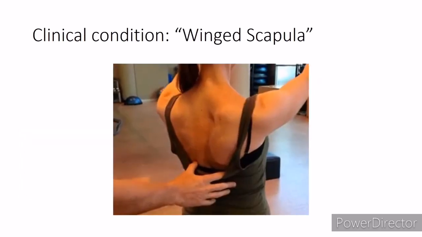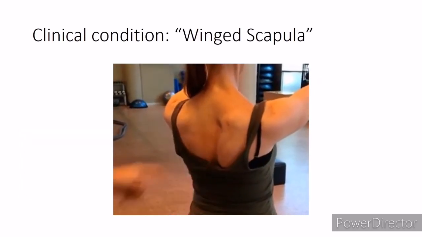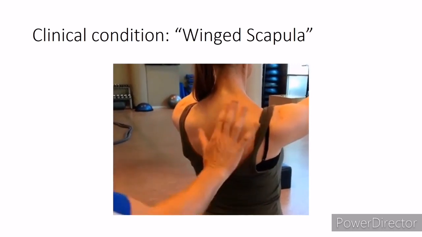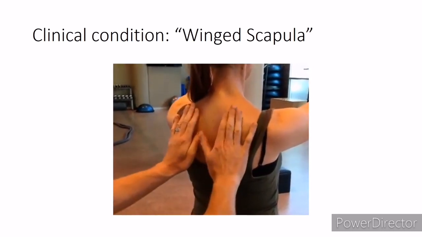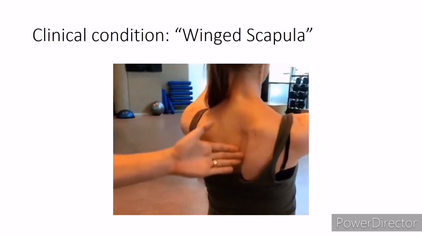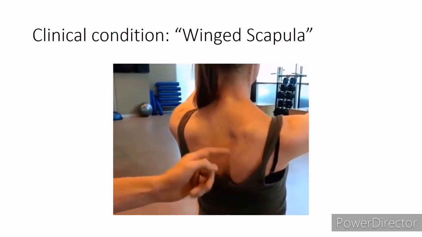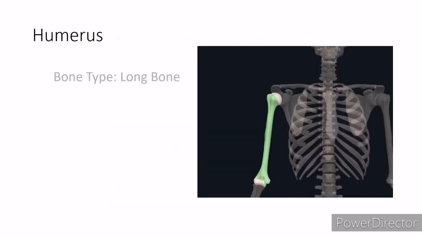Clinical condition, we have what we call the winged scapula. Winged scapula is characterized by a dropped shoulder due to the paralysis of trapezius and caused by the paralysis of the serratus anterior muscle. The next bone is the humerus.